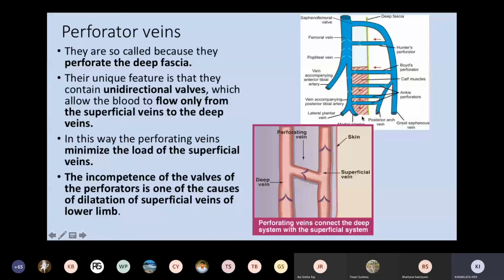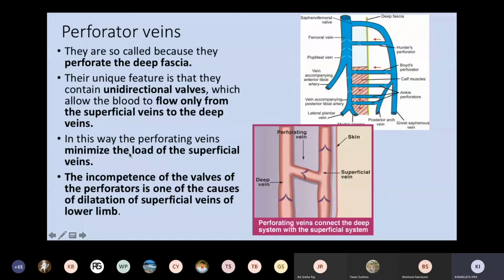Now look at the lower ones. These veins perforate not only the deep fascia but also the muscles, the calf muscles, and then they open into the deep veins. So these are called perforators. These are direct perforators. These are called indirect perforators. So what will you say about the perforator veins? They perforate the deep fascia. They also have at least one valve, if not more, and that is again unidirectional from superficial to deep. And this is again for the same purpose. All the valves divide the long blood column into short ones, and that is how they reduce the pressure on the great or the short saphenous vein.